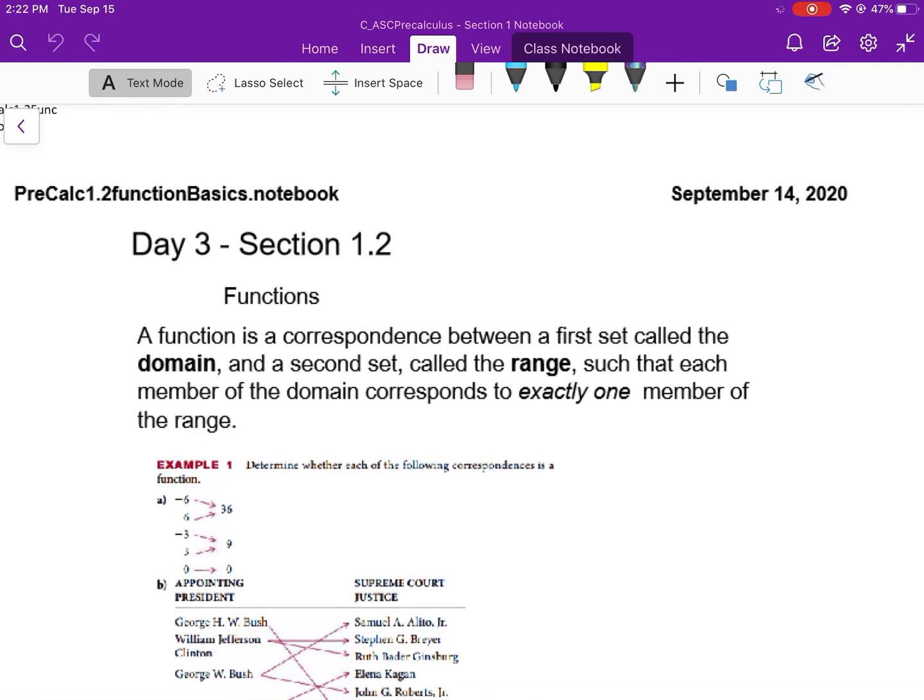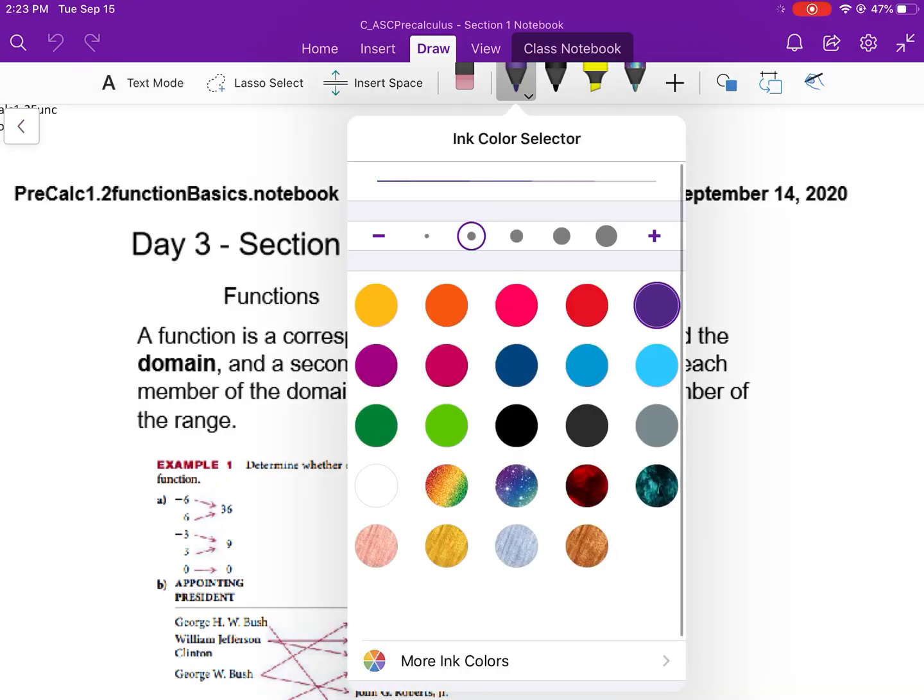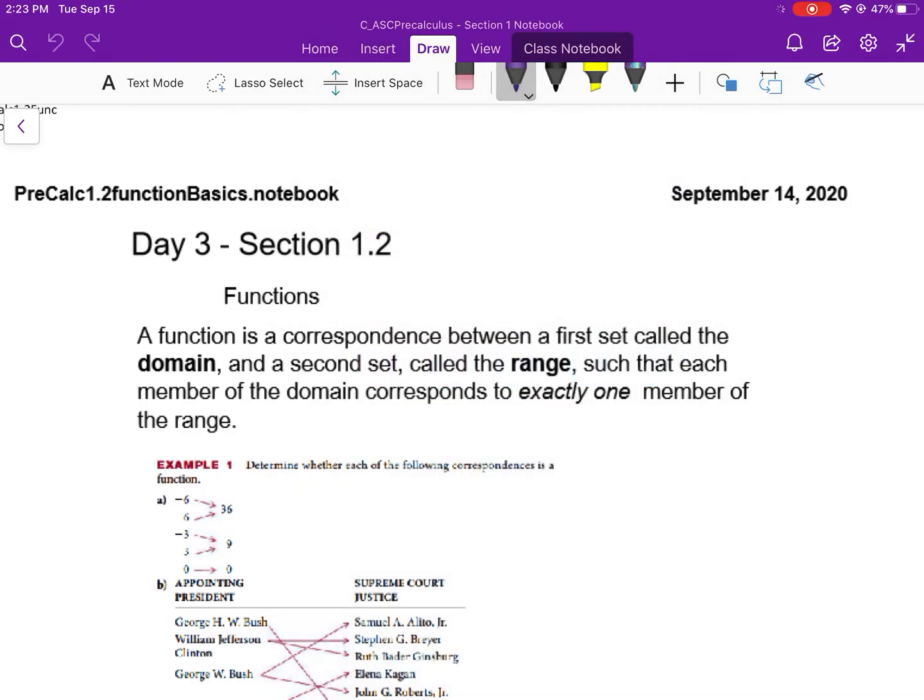Day 3, this is all about functions in section 1.2. And you probably know most of this already because of last year. But just as a reminder, remember the domain is the first set of numbers. Usually it's the x values. And the second set is called the range. Okay? So when we talk about functions, we're talking about each member in the domain corresponds to exactly one member in the range.